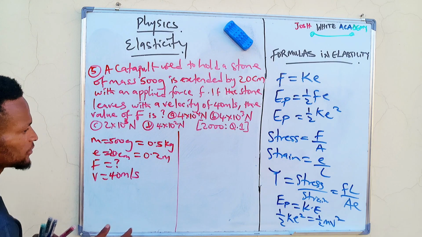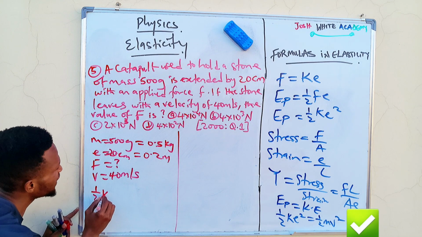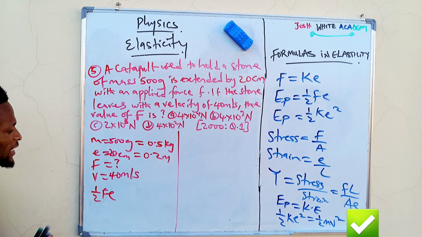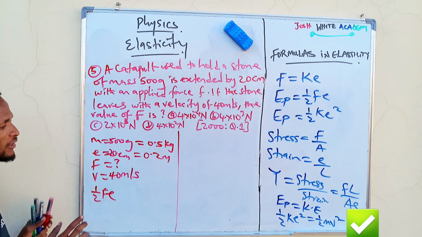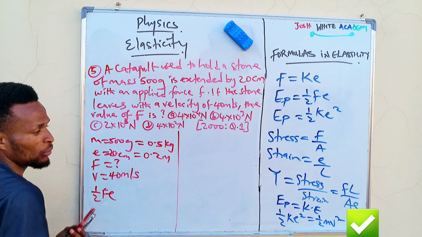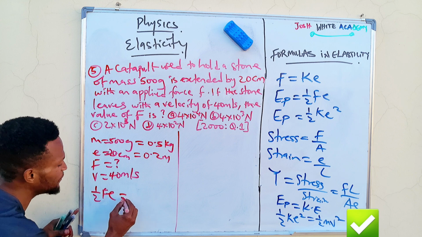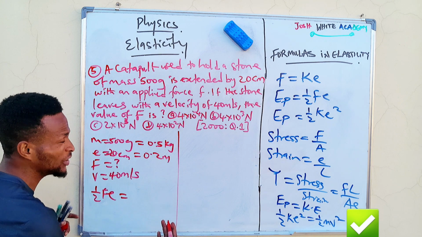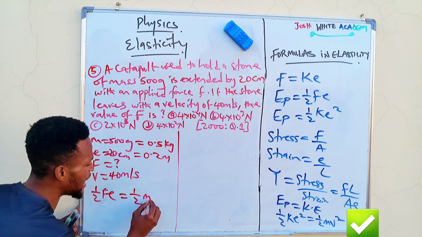So now, as I said, let's write down our formula. Elastic potential energy in the stretched spring, Fe. Now I am using Fe because we were given F and E, but if we were given K, I would have used Ke squared. They are the same thing. So 1/2 Fe, our elastic potential energy in the stretched spring, converted to kinetic energy in the propelled stone, which is 1/2 mv squared.